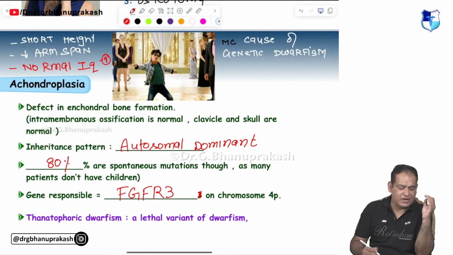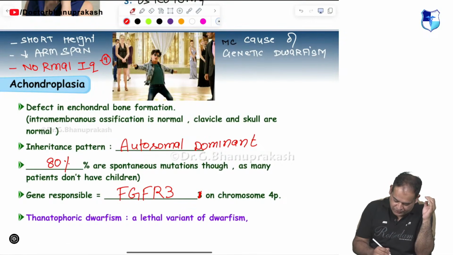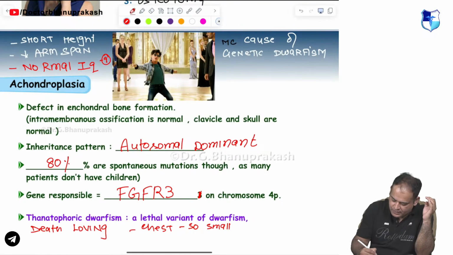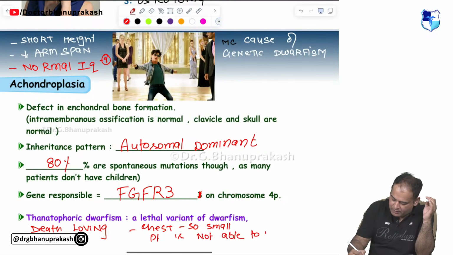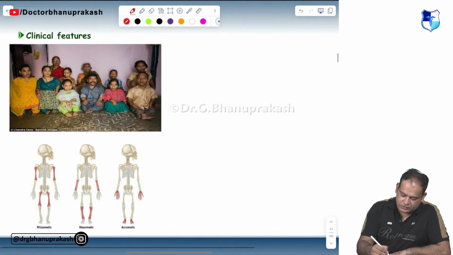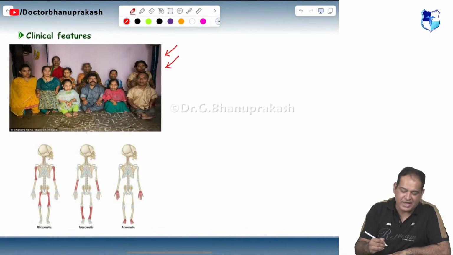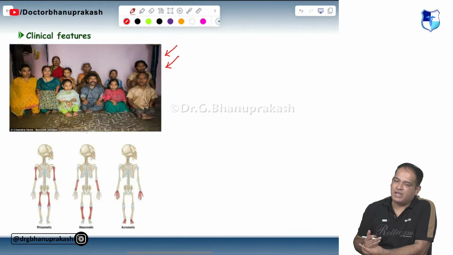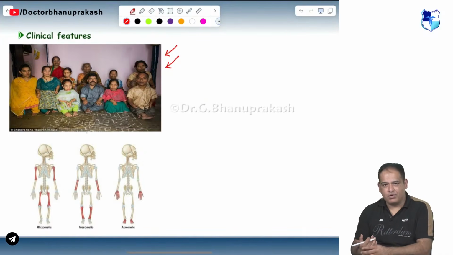Now there is a nasty variant of this, thanatotropic dwarfism. Thanatotropic means death loving. Here the chest is so small that your patient is not able to breathe. Okay. Now see, this is a family living somewhere in Kerala. They got married and unfortunately their children also developed achondroplasia.